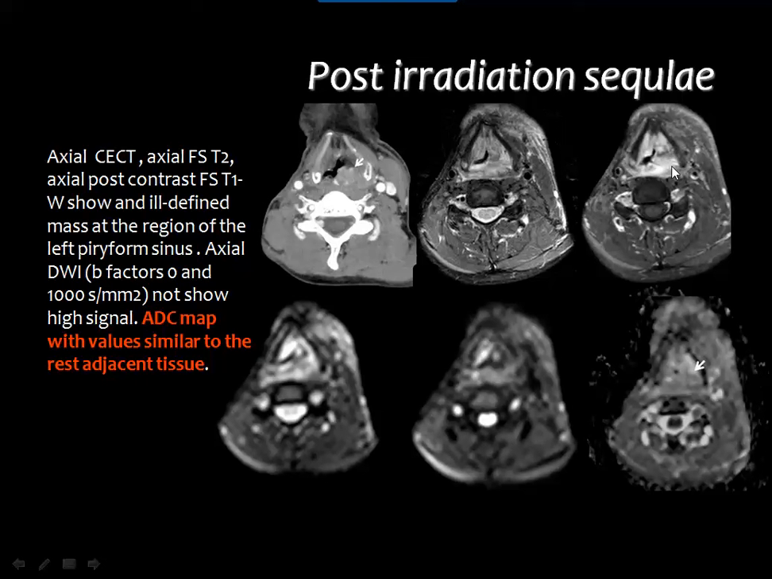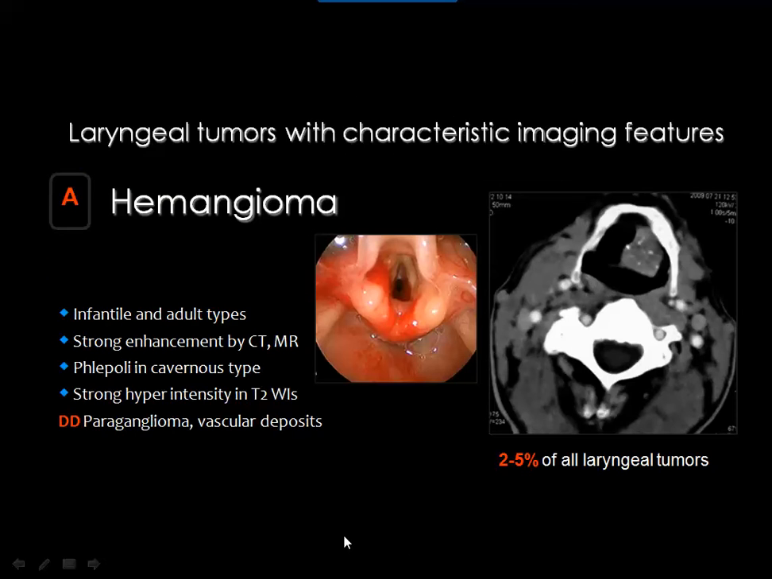Then in the diffusion weighted images, you can see that the mass is almost of similar diffusion appearance compared to the rest of the surrounding tissues, denoting that this is not a tumor. The tumor will show restricted diffusion, and there is no diffusion restriction here, indicating that this is just post-therapeutic sequelae.